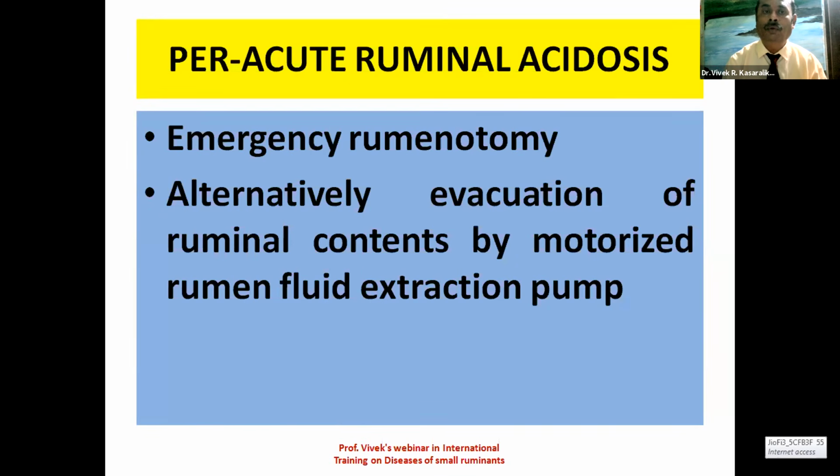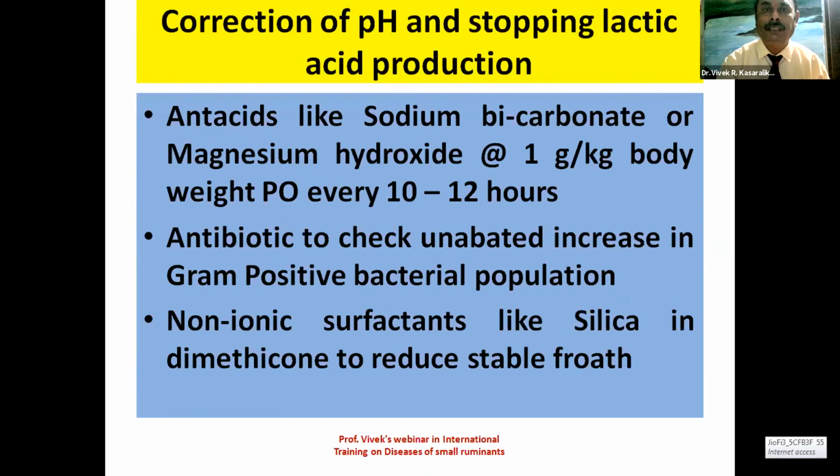Either you have to go for emergency rumenotomy, evacuation of content, and then putting back digestible fiber content into the rumen and then closing the rumen. The other alternative is putting the animal on a negative pressure motorized rumen fluid extraction pump, so that the contents can be removed and the distress of the animal can be relieved to a great extent.